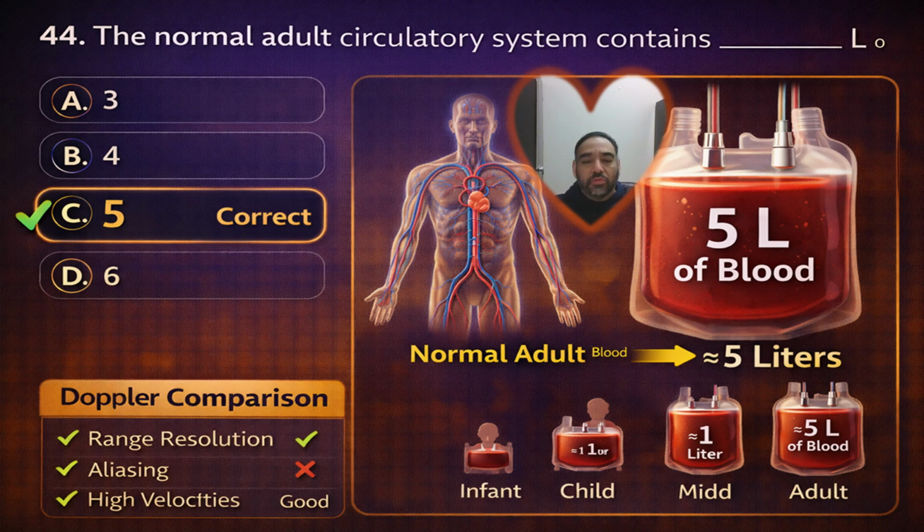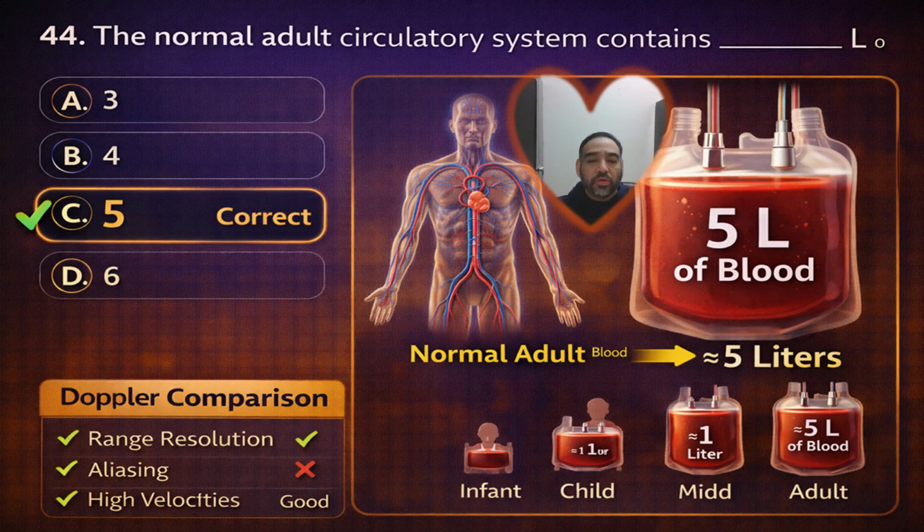A says 3 liters, so that's obviously too low. That would indicate significant hypovolemia, which is what President George Washington passed away from. The next one is 4 liters. Now this is slightly low for an average adult. This may be seen in smaller individuals, but not the standard, what we call an average adult male.